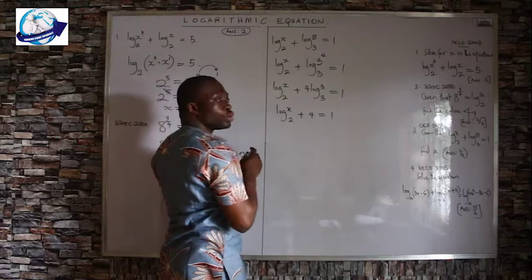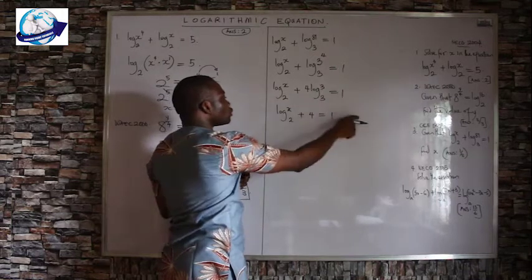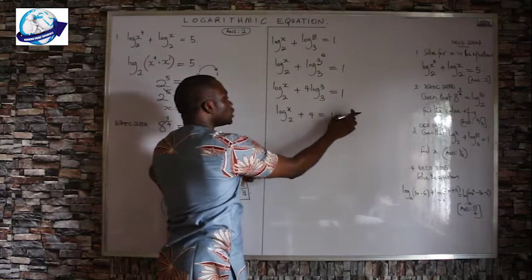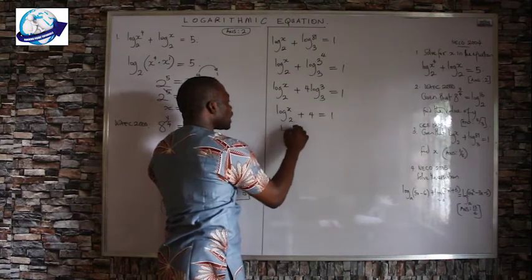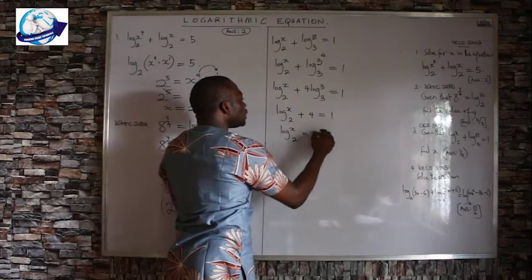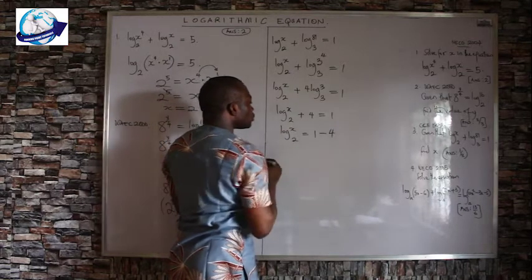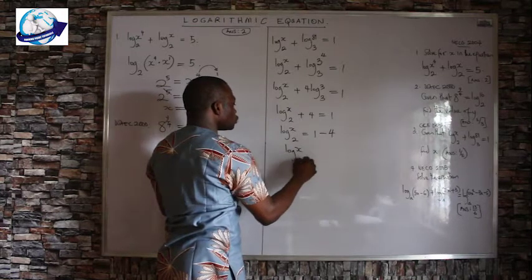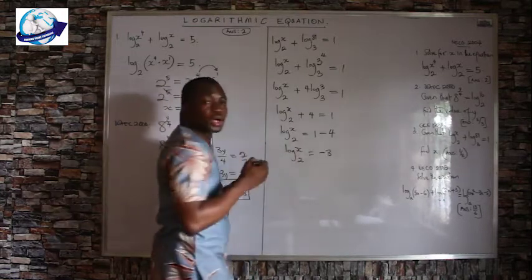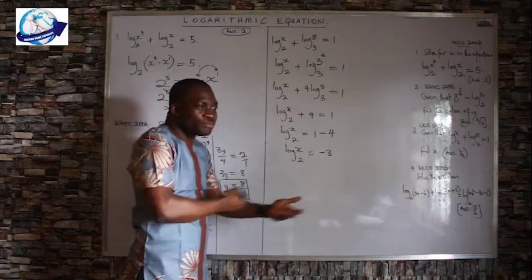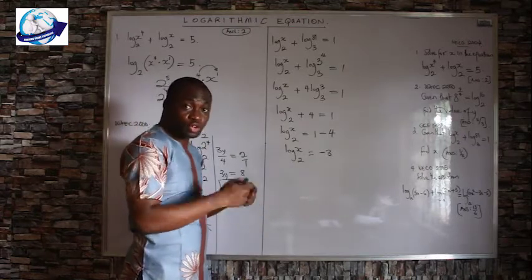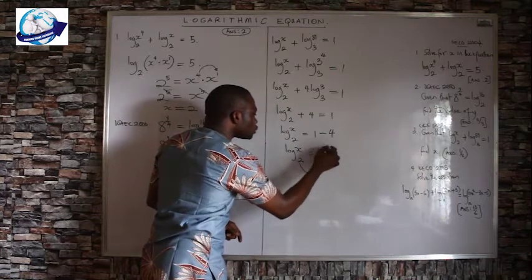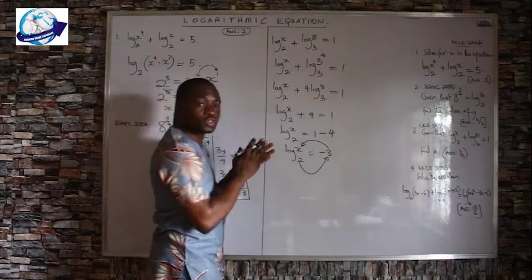So at the end of the day, this plus 4 goes to the right hand side to make the equation balance. This is a number and here is a number. So you say log x base 2 equals 1 minus 4. You have log x base 2 equals minus 3. At this junction, we quickly convert this to indices. I know the process. 2 raised to the power minus 3 equals x. Please always follow this principle.